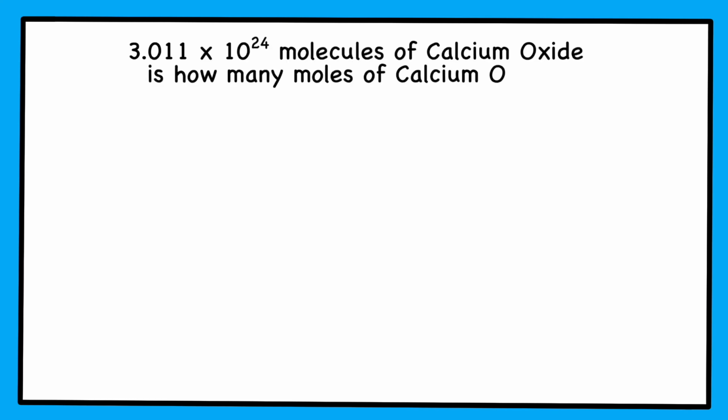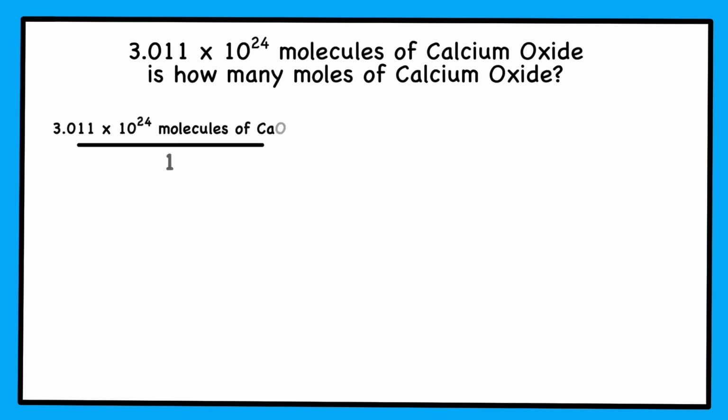Next problem is we have 3.011 times 10 to the 24th atoms of calcium oxide, and we want to figure out how many moles of it there is. So first thing we're going to do, we're going to put our 3.011 times 10 to the 24th molecules of calcium oxide over 1.